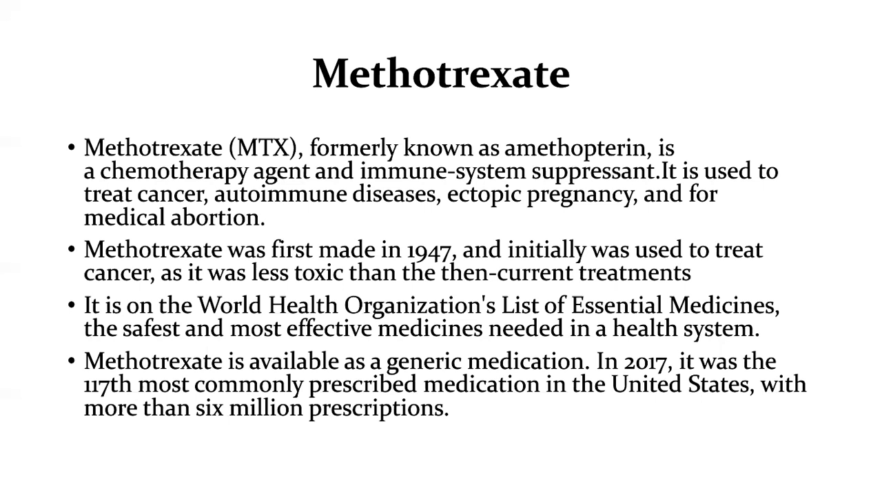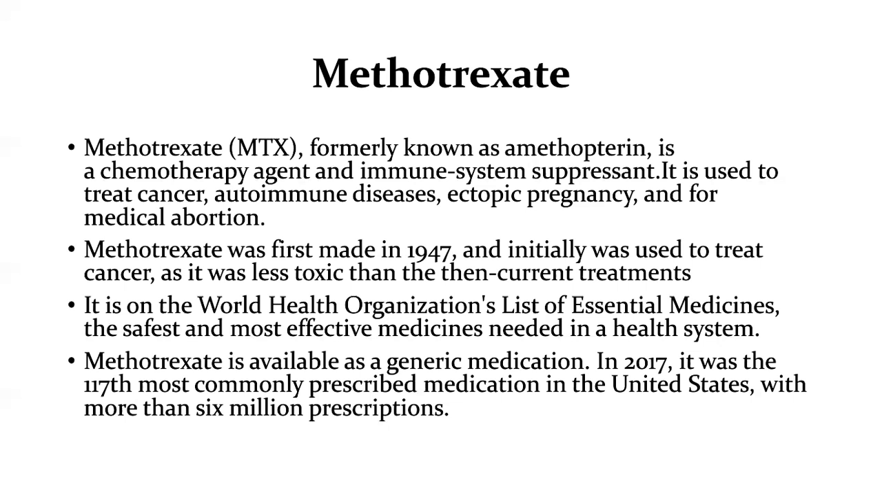Methotrexate, formerly known as amethopterin, is a chemotherapy agent and immune system suppressant. It is used to treat cancer, autoimmune diseases, ectopic pregnancy, and for medical abortion. It was first made in 1947, initially used to treat cancer, as it was less toxic than the then-current treatment. It is on the World Health Organization's list of essential medicines, the safest and most effective medicines needed in a health system. Methotrexate is available as a generic medication.